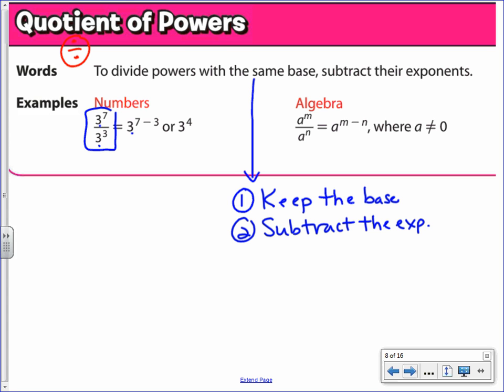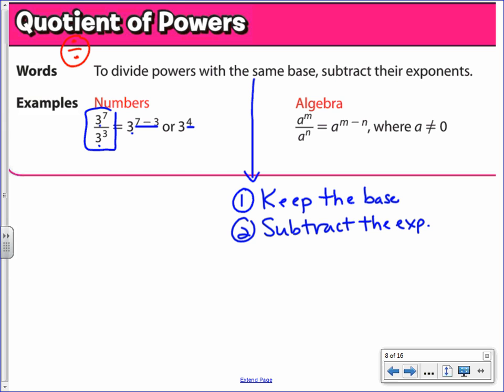What a lot of students like to do is make this a 1. 3 divided by 3 is 1. You can't do that. And I'll show you why in just a minute. So 7 minus 3, notice I'm subtracting top minus bottom. 7 minus 3 is 4. So my answer is 3 to the 4th.